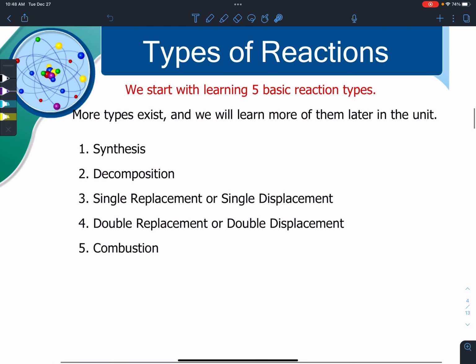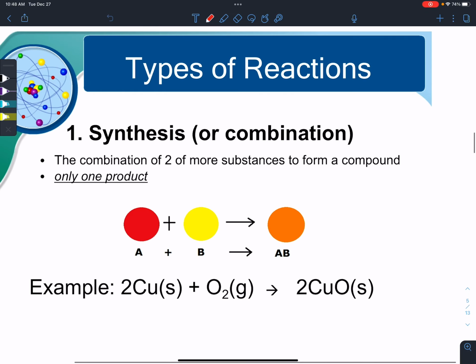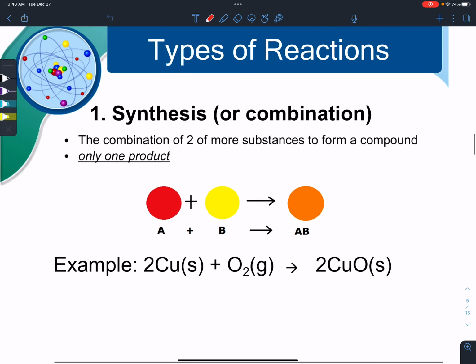We're going to have 5 basic reaction types that you are going to have to learn and memorize, and you'll have to recognize them and identify them. We're going to learn more about each one individually, but just to look at them as a whole, we're going to have synthesis, decomposition, single replacement. It's also known as single displacement. Either or is fine. Double replacement, also known as double displacement. Again, either or is fine. And combustion. So let's start with synthesis.